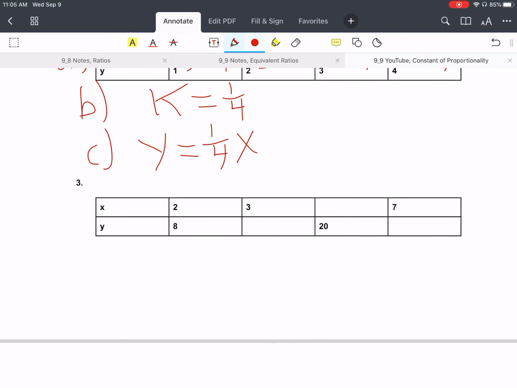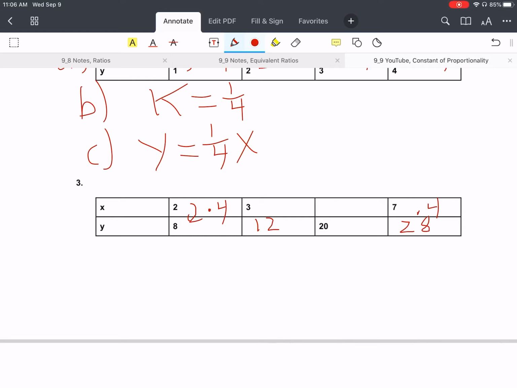Problem 3, we can right away see that we can multiply our x value times 4, but now we have some blanks to fill in. So I know if I have the value 3, if I multiply that by 4, I will get 12. We skip to the last box. If I multiply 7 times 4, I get the value of 28.